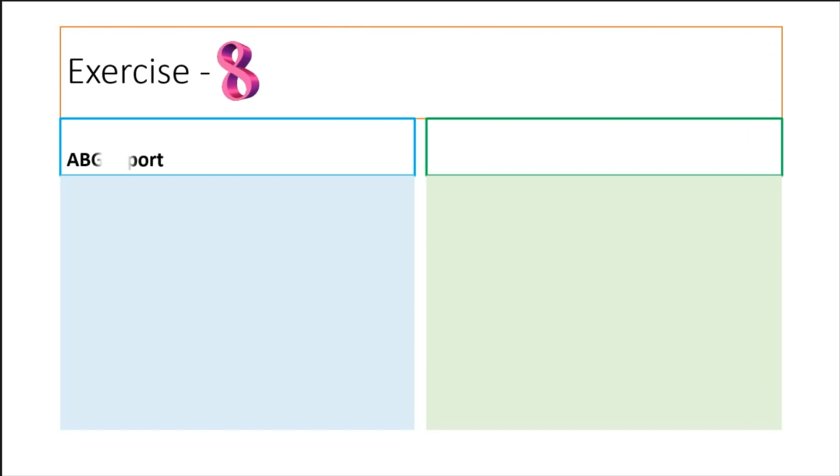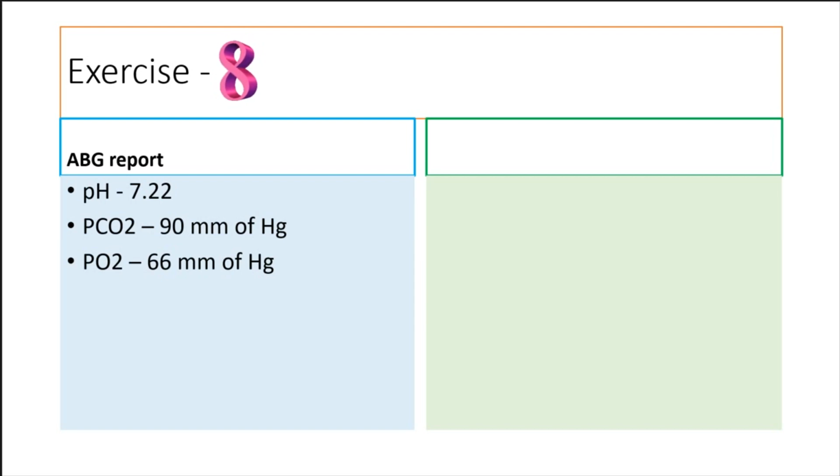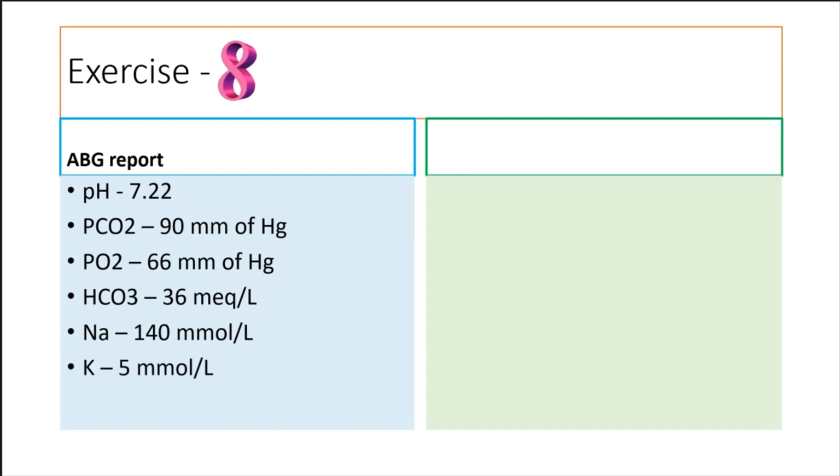Exercise 8. ABG report. pH 7.22. PCO2 90 mm of Hg. PO2 66 mm of Hg. HCO3 or bicarbonate 36 milliequivalent per liter. Na or sodium 140 millimole per liter. K or potassium 5 millimole per liter. Cl or chloride 94 millimole per liter.